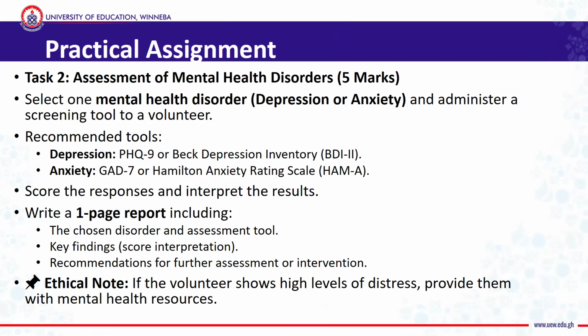Your task 2 will be 5 marks. Select one mental health disorder, either depression or anxiety, and administer a screening tool to a volunteer. Recommended tools are the Depression PHQ-9, that is Patient Health Questionnaire 9, or the General Anxiety Disorder 7, or the Hamilton Anxiety Rating Scale, or the Beck Depression Inventory. You can use any of these. Score the responses and interpret your results. Write a 1-page report, including the chosen disorder and assessment tool, key findings, and your recommendations. You must give us an ethical note on that.